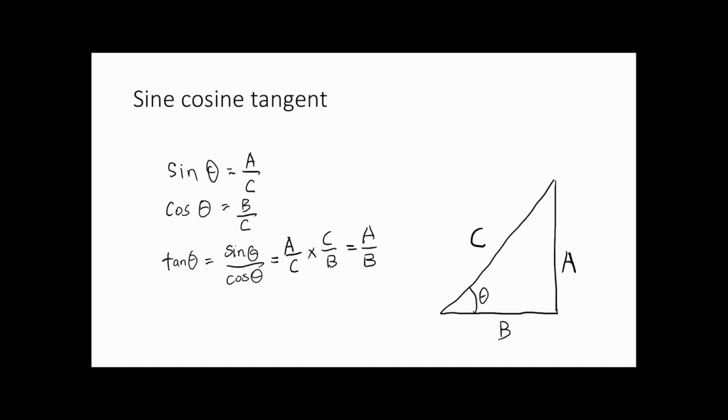Now we'll introduce sine, cosine, and tangent. Sine theta, theta being the angle, equals the opposite side divided by the hypotenuse, which is a over c in this situation. And cosine theta equals b over c, which is the adjacent side of theta divided by the hypotenuse. Tangent theta equals sine theta over cosine theta, which could also mean that it is the opposite side divided by the adjacent side.